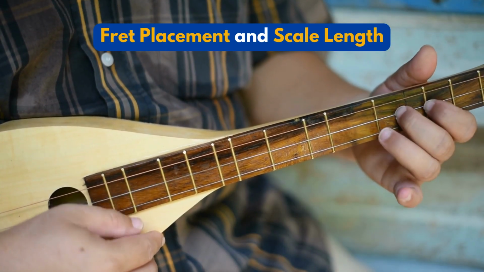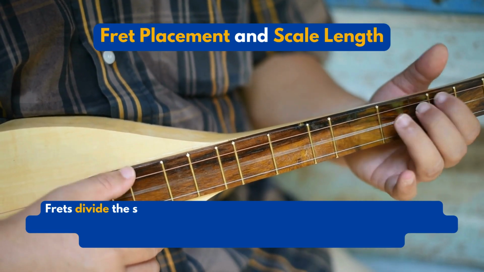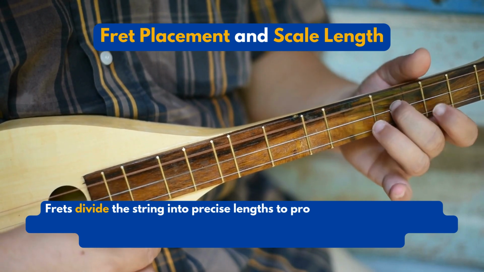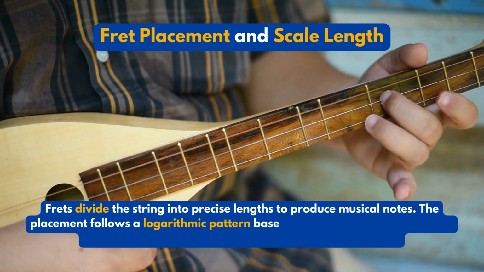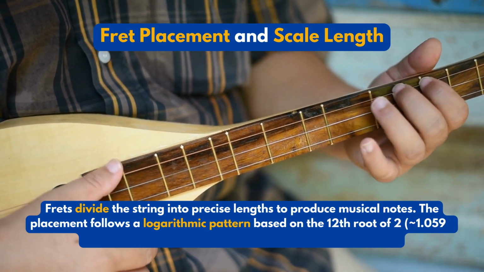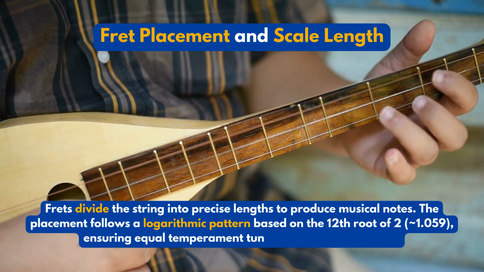Fret placement and scale length. Frets divide the string into precise lengths to produce musical notes. The placement follows a logarithmic pattern based on the 12th root of 2, 1.059, ensuring equal temperament tuning across the fretboard.